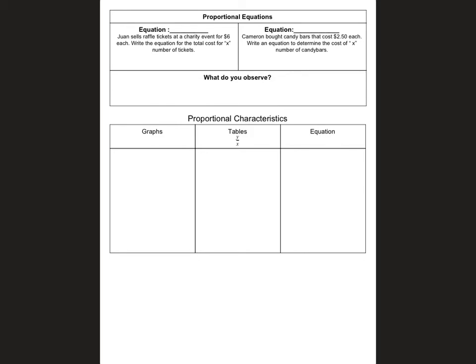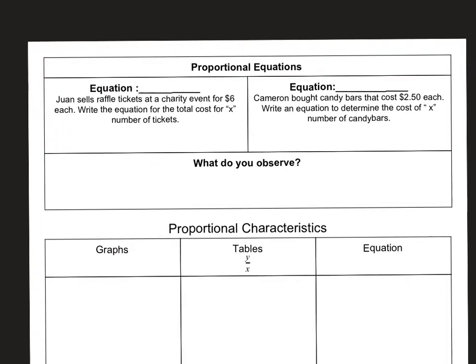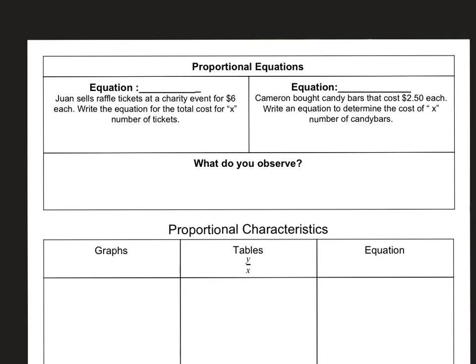Here I see that Juan is selling raffle tickets at a charity event for $6 each. So write an equation to determine the total cost for any number of tickets. Well, my cost is going to equal 6 times the number of tickets, or again, y equals 6x. Here, Cameron bought candy bars that cost $2.50 each. Write an equation to determine the cost of x number of candy bars. Well, again, the cost of the candy bars is $2.50 each, so my total cost would be $2.50 times x.